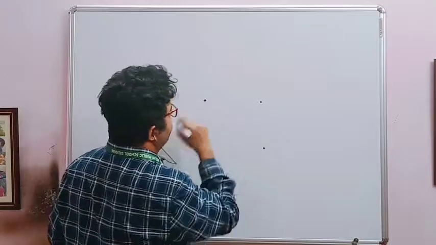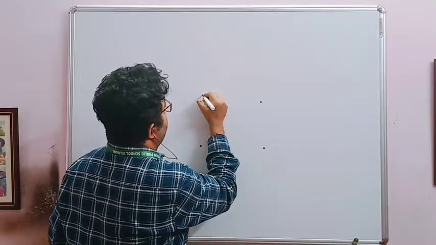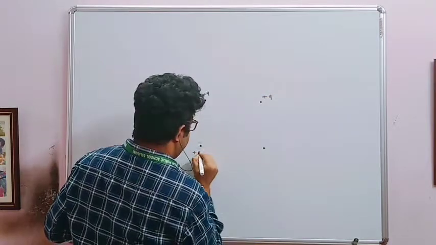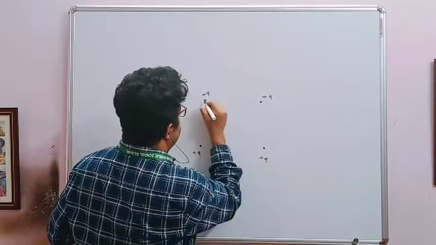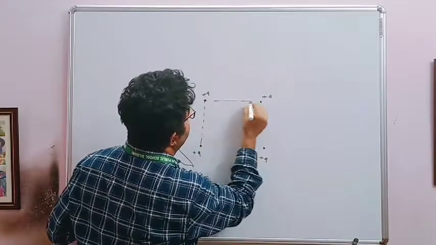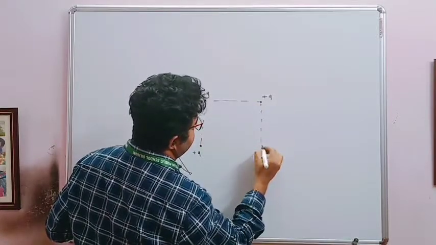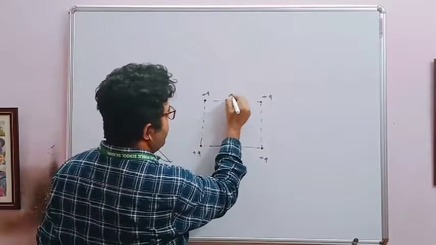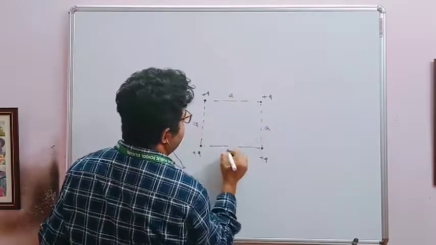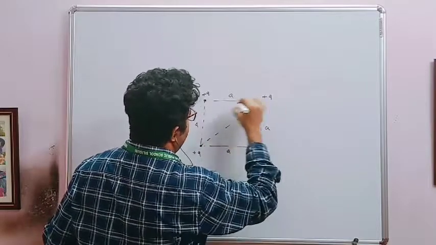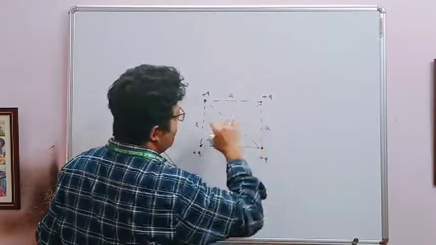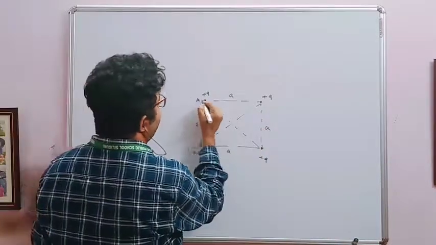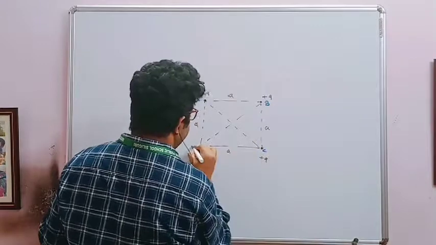Suppose they have given you plus Q charge, plus Q charge, plus Q charge, plus Q charge, and it's a square. Let the side be A. So we can obviously find out the diagonal. Let it be ABCD.